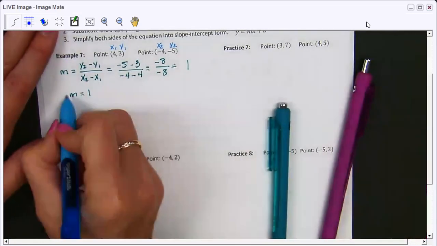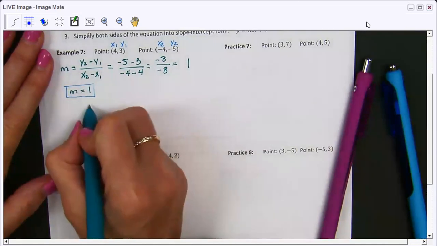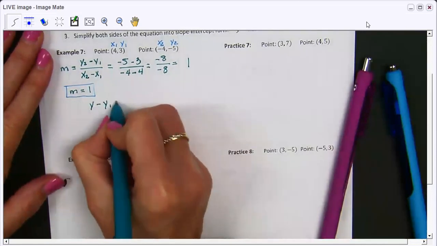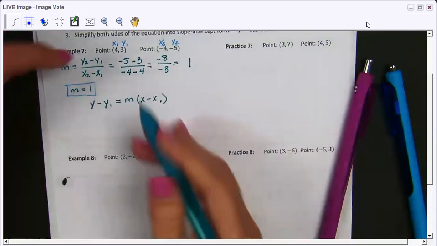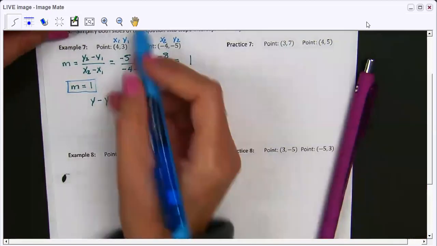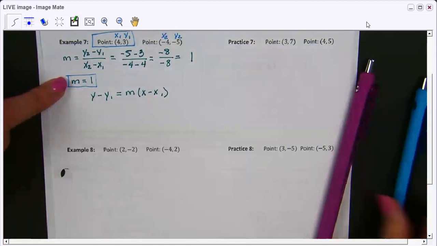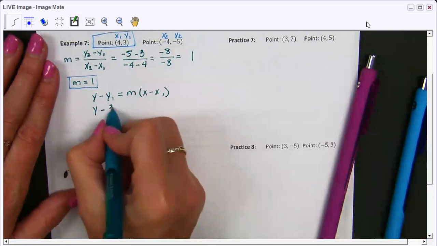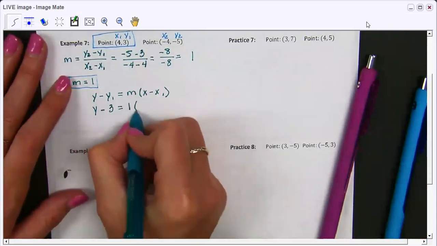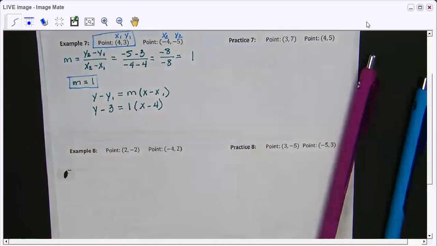Now we're going to plug that into the point-slope equation to find our slope-intercept equation. So we have y minus y1 equals m times x minus x1. We're going to use this ordered pair up here and our slope. Let's plug those numbers in. We have y minus 3, our slope is 1 times x minus our x1, which is 4. And then we solve like we did on the previous two pages.